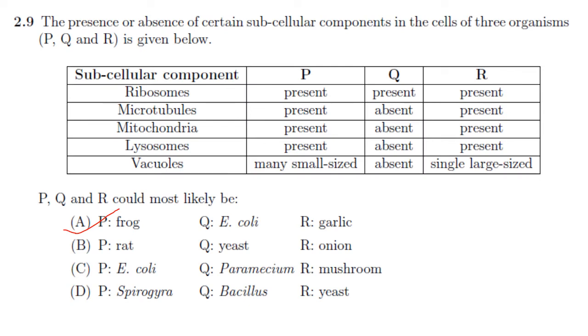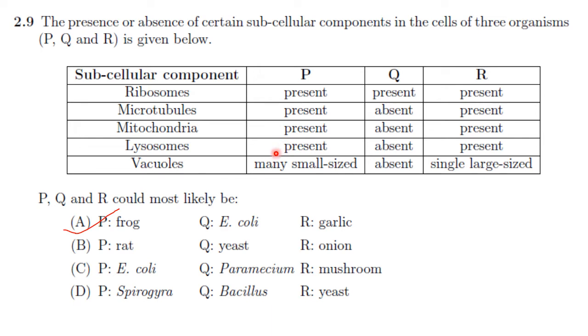Then next one. The presence or absence of certain subcellular components in the cells of 3 organisms are given below: ribosomes, microtubules, mitochondria, lysosomes, vacuoles. P, Q and R are most likely to be. Now if you see P, ribosomes are present, microtubules, mitochondria, lysosomes all are present.